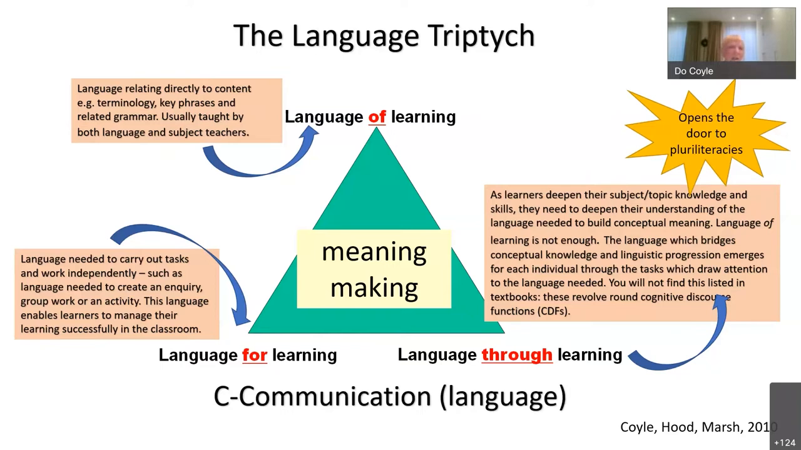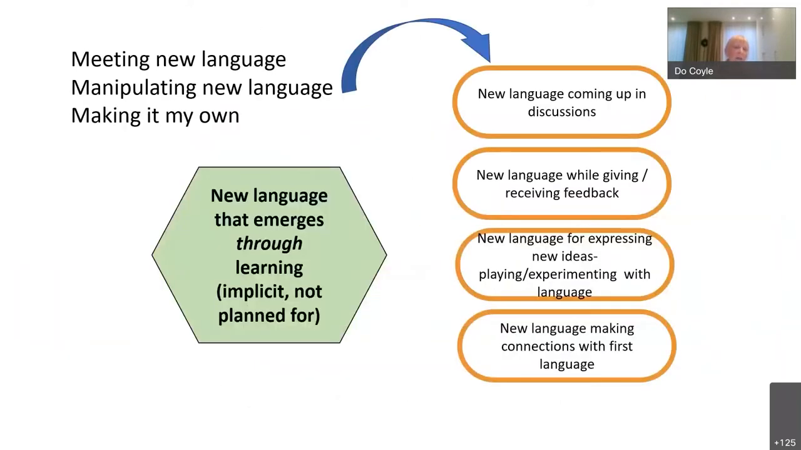And so you won't necessarily find listed in textbooks the way to do this, the way that cognitive discourse functions are significantly different from Bloom's taxonomy of thinking skills. So if we're starting to look at meaning making, then language through learning opens the door. As we start to look at the way that new language emerges through learning, we can't predict it. We don't always know what's going to happen because it's with the learners. And it requires us as educators to respond in very different ways. So it's not only the meeting of the new language, it's manipulating it and making it my own so that I, as the learner, can use it.